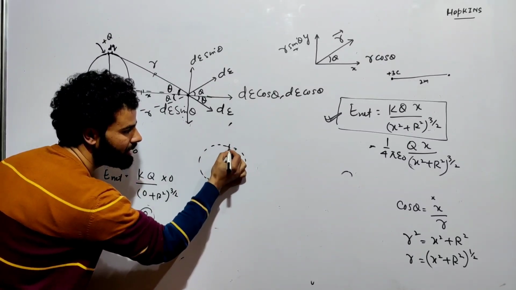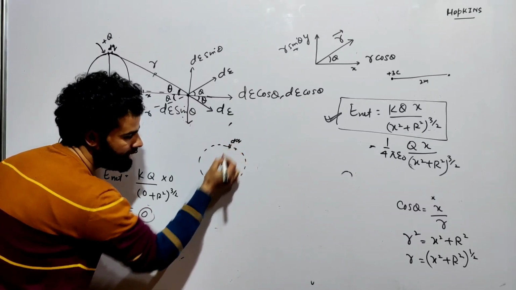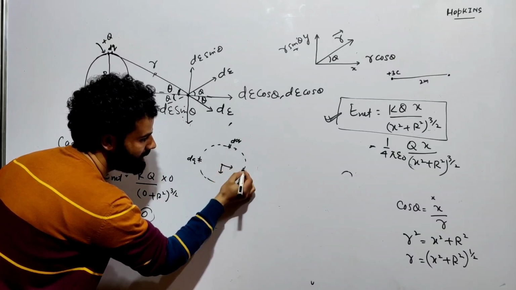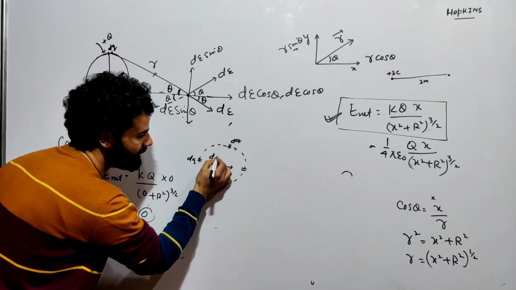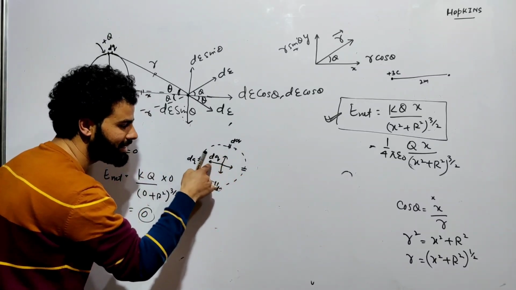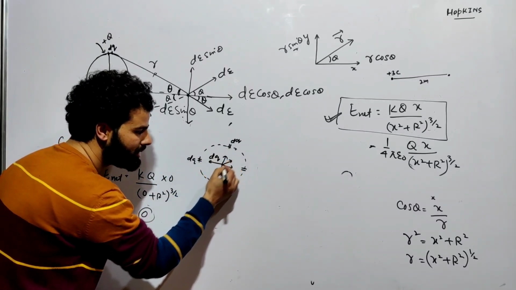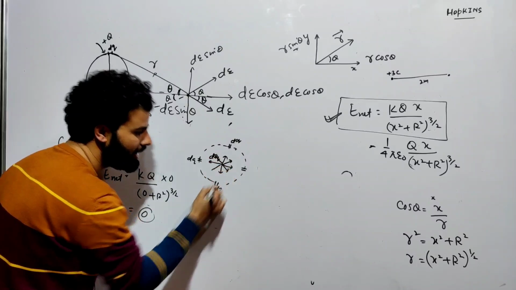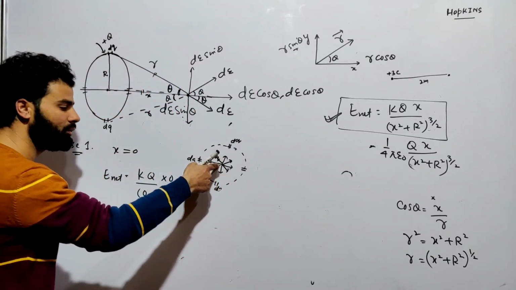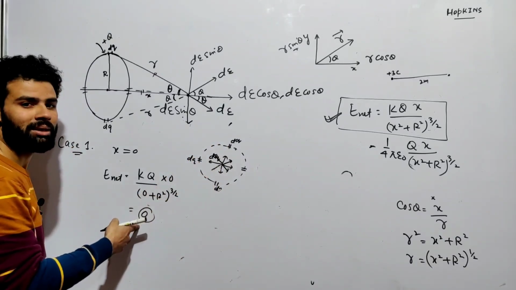This is some center and this is some dq. Its electric field will be like this. This is some dq. Its electric field will be like this. This is some dq. Its electric field will be like this. This is some dq. Its electric field will be like this. So this is cancelling this, and this is cancelling this. So every electric field will be cancelled by another electric field. So the net electric field at the center would be 0. This is physics and this is mathematics.